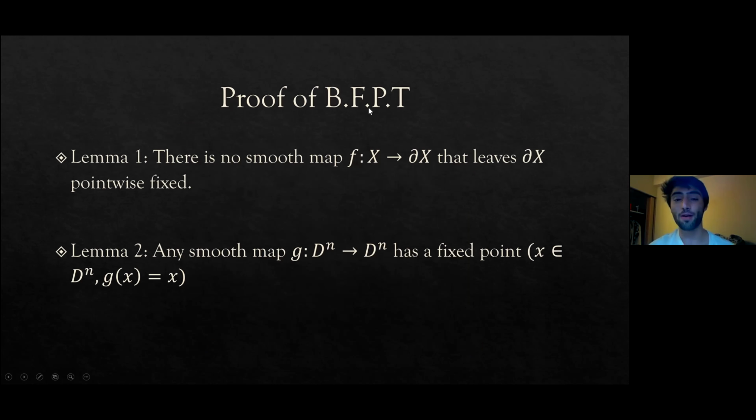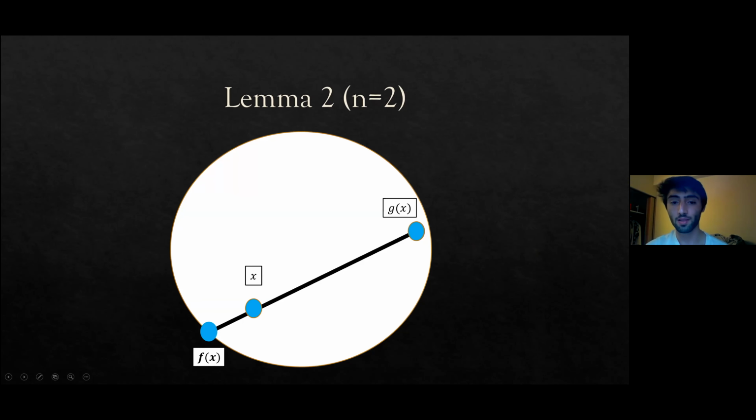So now we're going to talk about the proof of Brouwer's fixed-point theorem. We're going to use these two lemmas. We're not going to prove the actual Brouwer's fixed-point theorem, but you can reduce it to a case of lemma 2. You can use the Weierstrass approximation theorem: a continuous map can be approximated by a smooth map, with polynomial functions, and just reduce it down to lemma 2. So we're just going to prove this one because it's easier. Lemma 1 says there's no smooth map f from X to the boundary that leaves the boundary pointwise fixed. So we're going to use that to prove this by contradiction. We want to prove that any smooth map G from D^n to D^n has a fixed point.